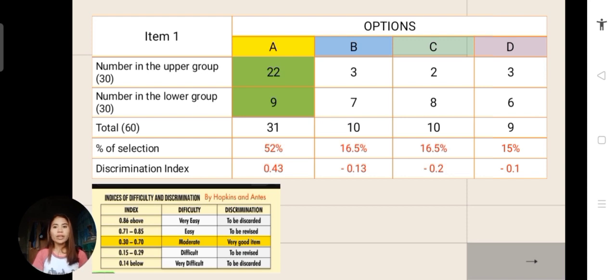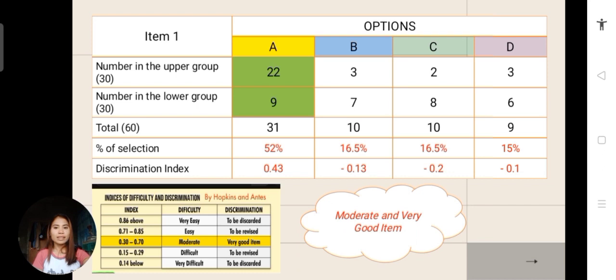Now, comparing it with the table, we can conclude that item number 1 is a moderate and very good item. Hence, we can select it. It was based on the indices of difficulty and discrimination by Hopkins and Antis. And therefore, we can conclude that option A, the correct answer, has a moderate difficulty index and is a very good item since it lies within the 0.30 to 0.70 indices, with a discrimination index of 0.43.